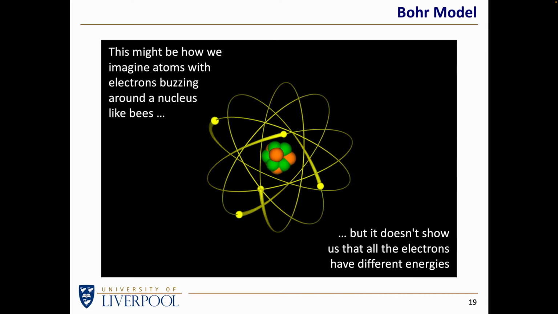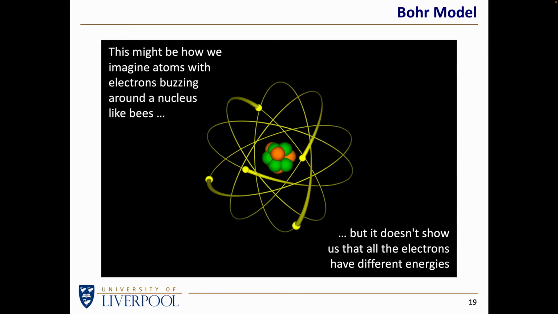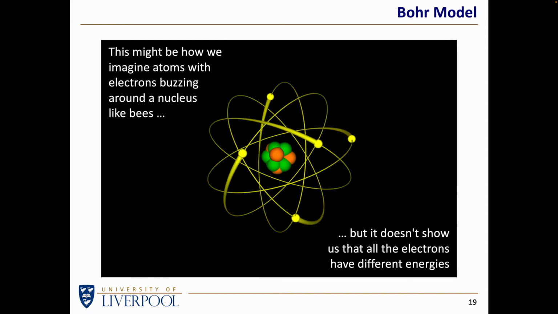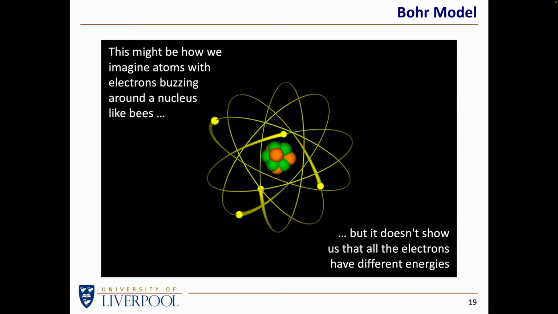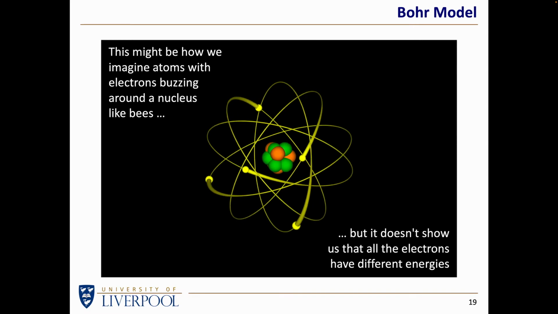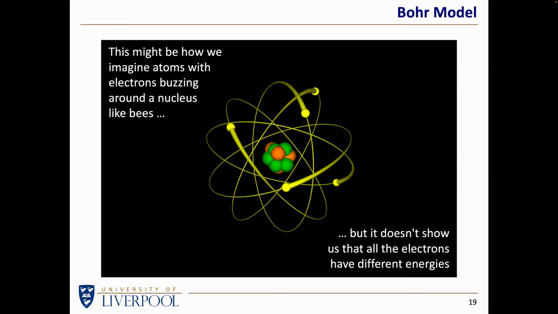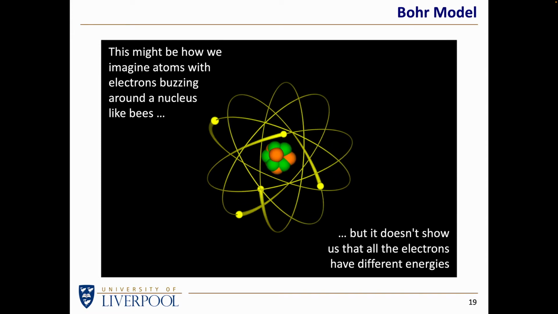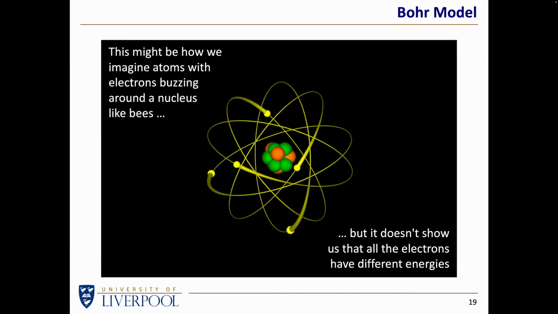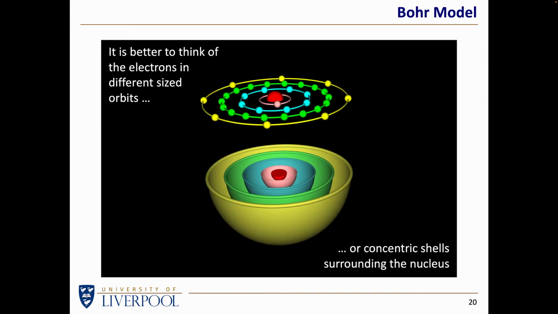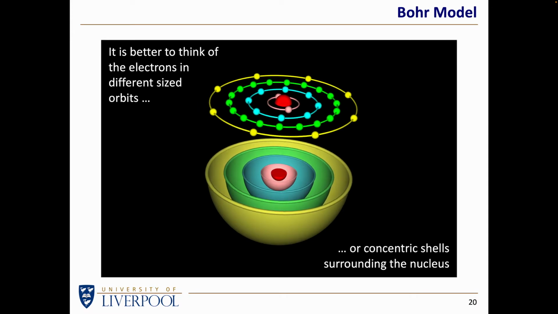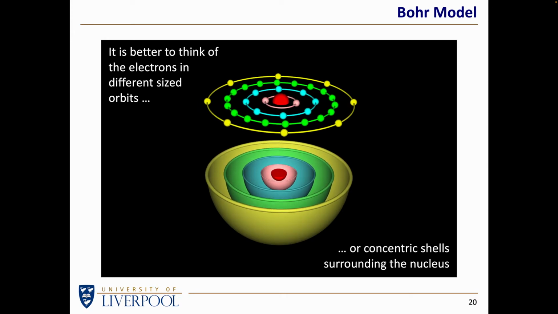Well, that's sort of okay, but one of the principal problems with a little artist's impression like this is that it doesn't tell us that all the electrons have different energies. This particular picture makes it look like all the electrons are the same. They're all the same distance, they're all going around the nucleus at the same speed. But that's not how atoms work. All the electrons in an atom will have different energies. So perhaps a slightly better picture is to think of them in what you might think of as orbits. We don't tend to call them orbits in atoms, but let's stick with that language just for the time being.